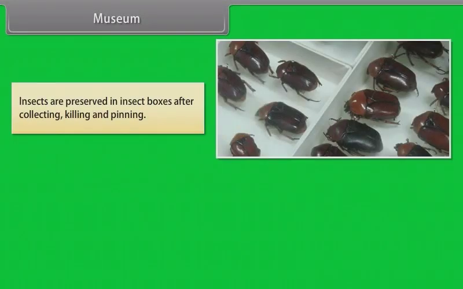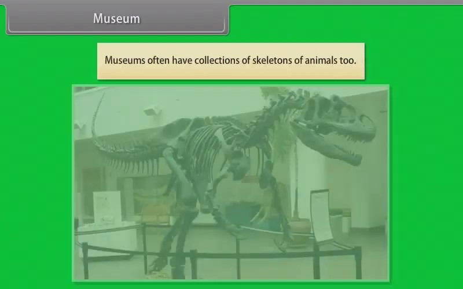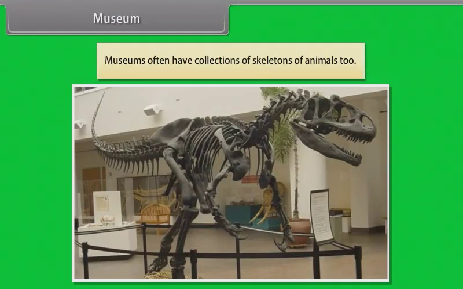Insects are preserved in insect boxes after collecting, killing, and pinning. Large animals like birds and mammals are usually stuffed and preserved. Museums often have collections of skeletons of animals too.